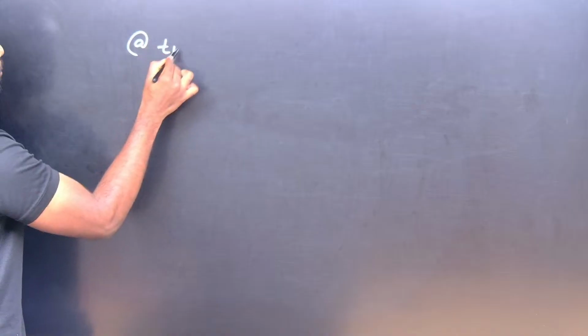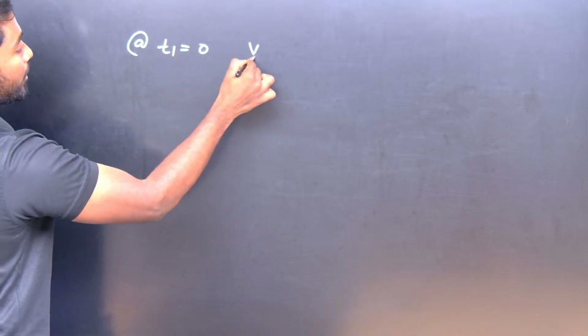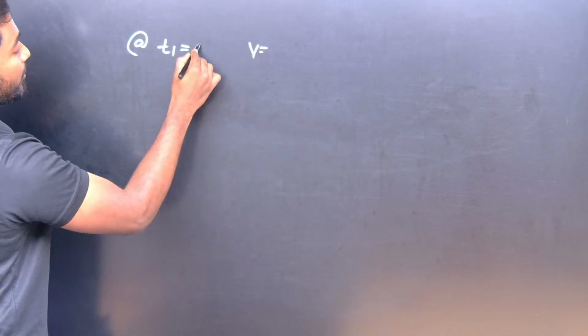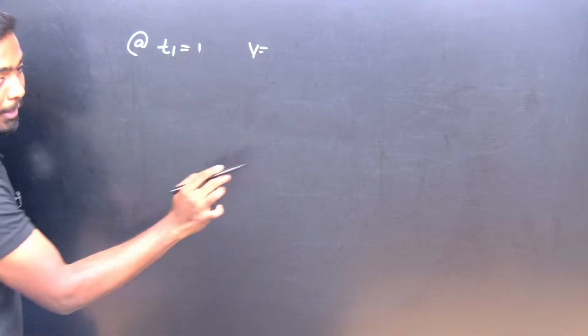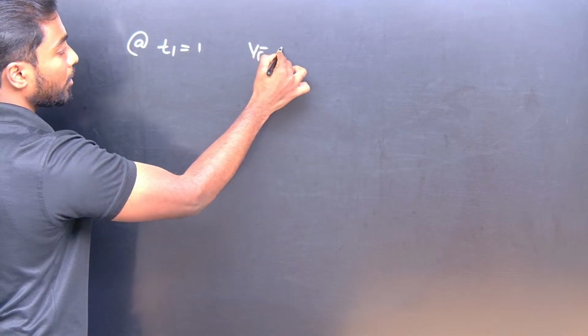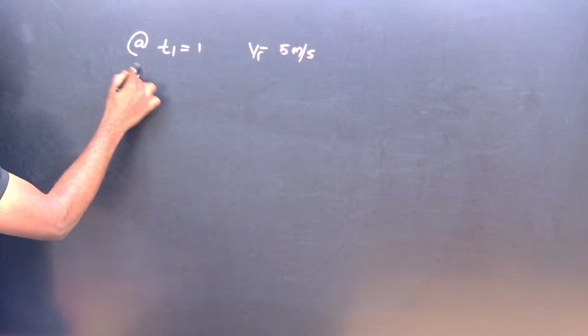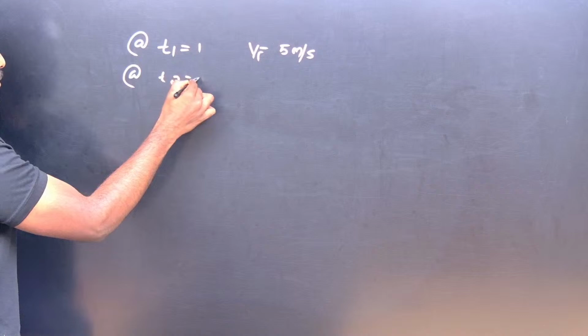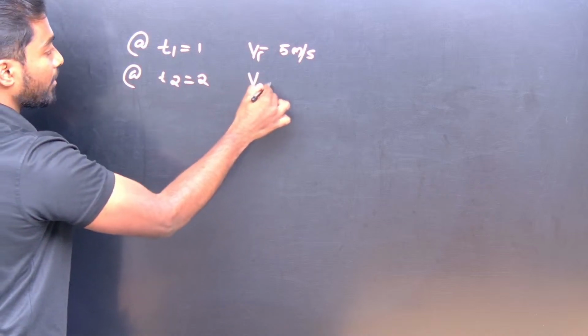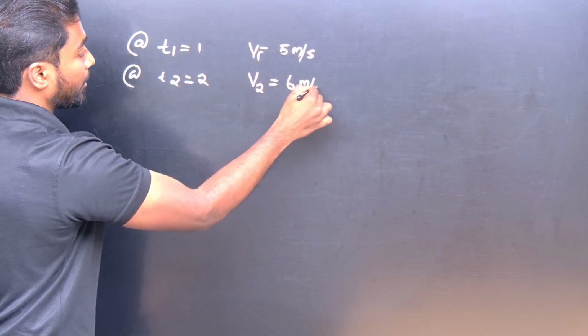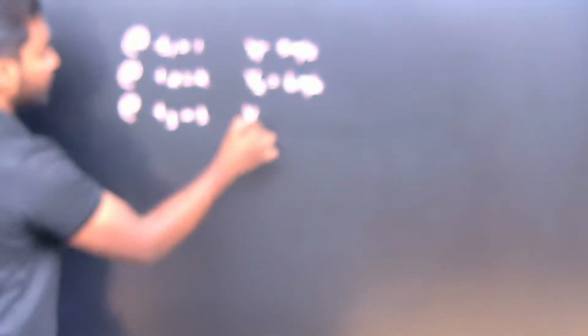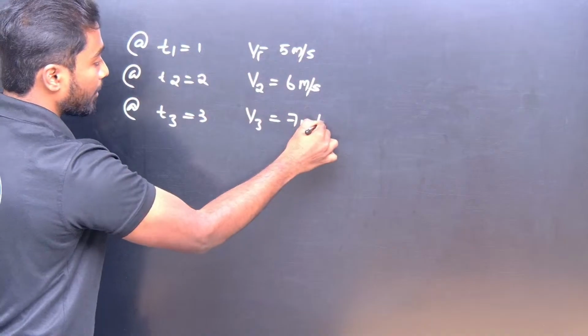At time t1 equals 1, velocity will be equal to 5 meter per second. Then at time t2 equals 2, velocity is 6 meter per second. At time t3 equals 3, velocity is 7 meter per second.